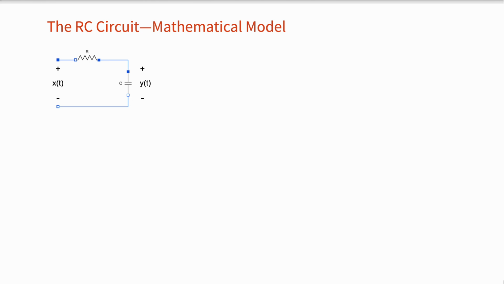The goal in circuit analysis is to find the output signal Y of t, the voltage across the capacitor, in response to some given input signal X of t. We have modeled the system as a differential equation, and so to find the output signal Y of t, what we need is to solve the differential equation for Y of t.